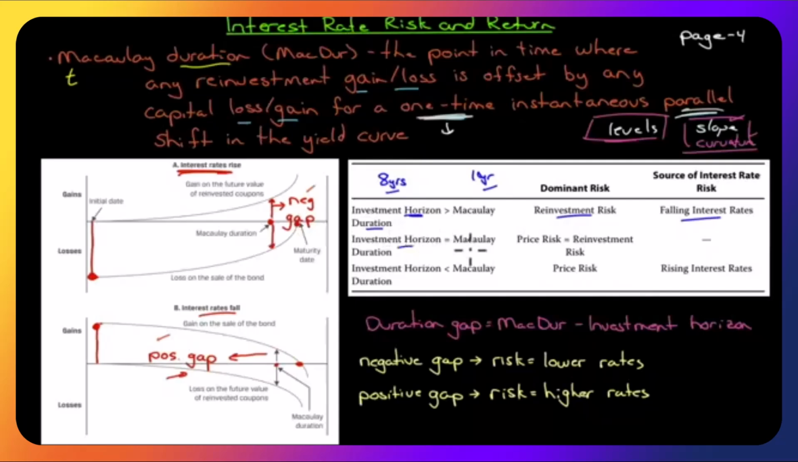If our investment horizon equals our Macaulay duration, that means price risk equals reinvestment risk, we nullify ourselves from interest rate risk.